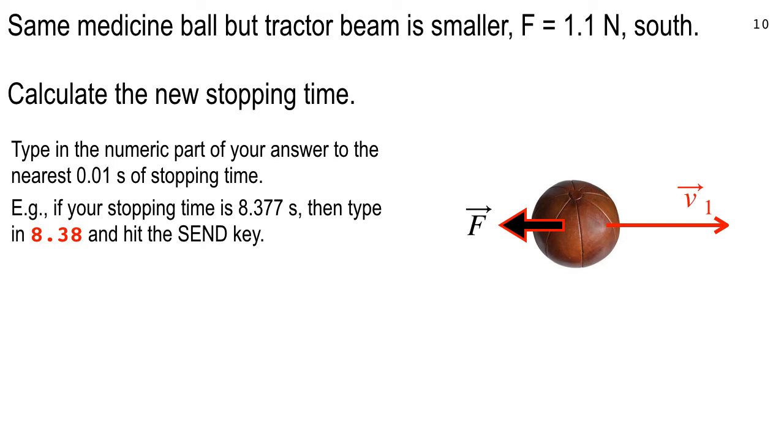But by the time we get to exam 2, this is going to seem like child's play. But right now, it's probably a little bit tricky for you. That's why we're doing a little extra reinforcement. Yeah, so the only thing that's different, it's the same medicine ball, but now we're using this weaker tractor beam. So the F is different. 1.1 instead of 1.6 on the example that I worked out. All right.